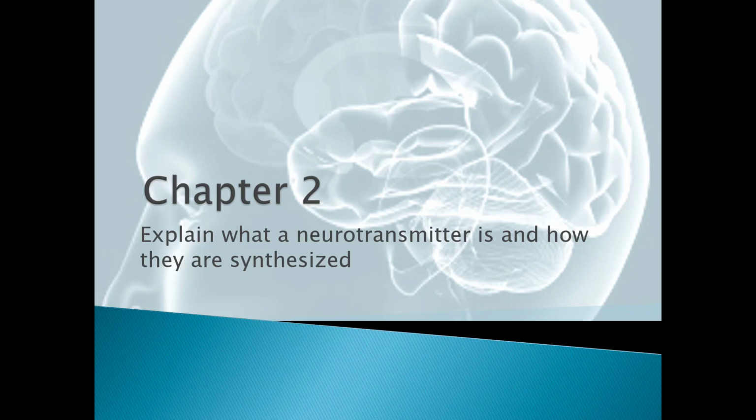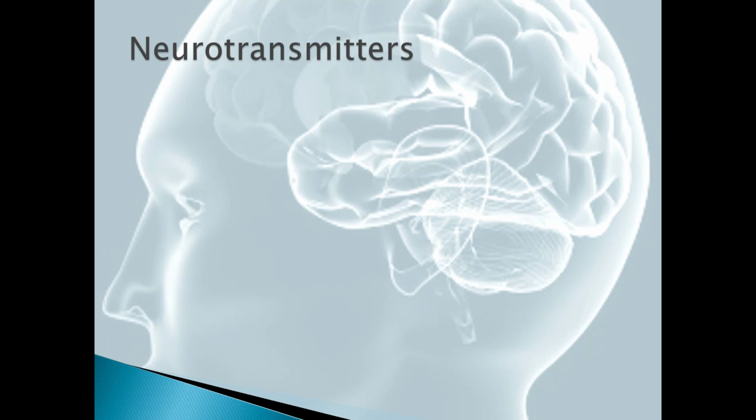This video takes us into Module 2 of Chapter 2. By the end of this video, you should be able to explain what a neurotransmitter is and how they are synthesized. So we've been talking about these things called neurotransmitters.